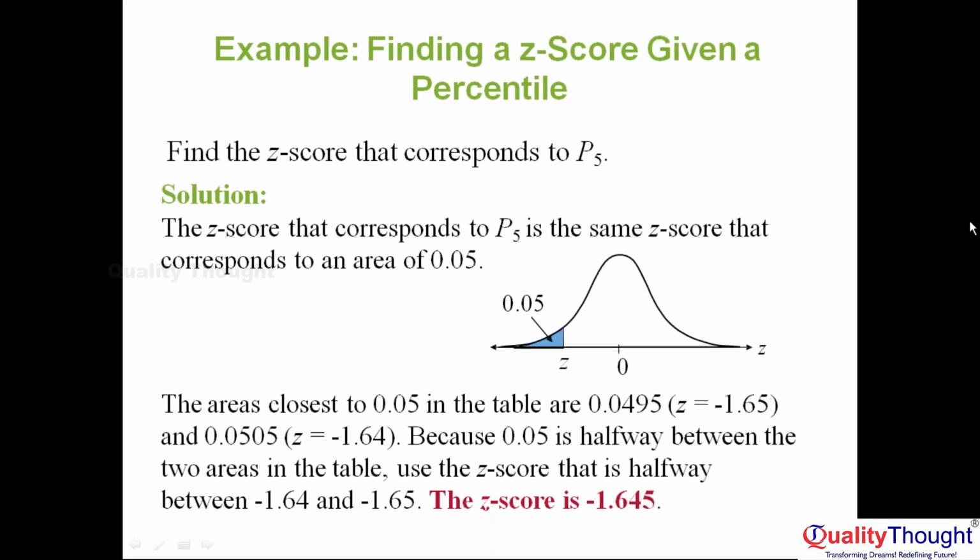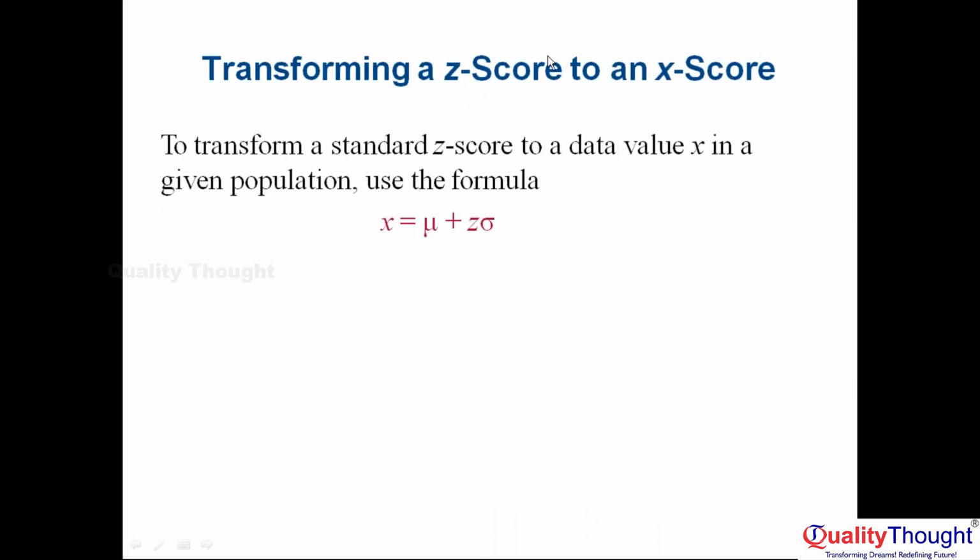Got it, guys? So guys, we can also transform a z-score into an x score. Okay, how we got this formula? This is nothing new. z is equal to x minus mu divided by sigma. If you evaluate for the x value, x is equal to mu plus z sigma. Okay, so let us use the same formula.